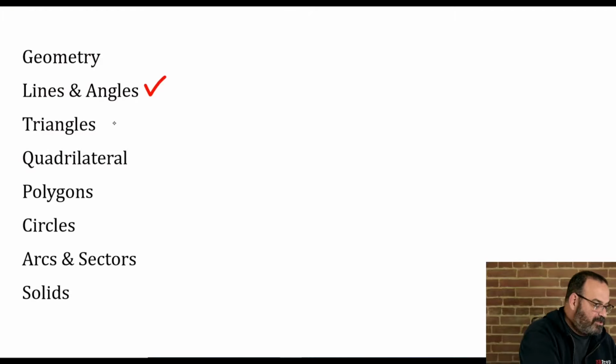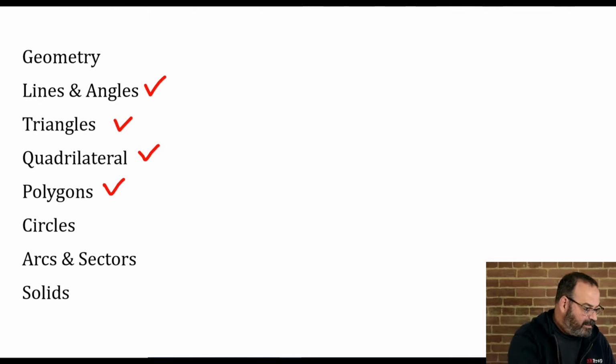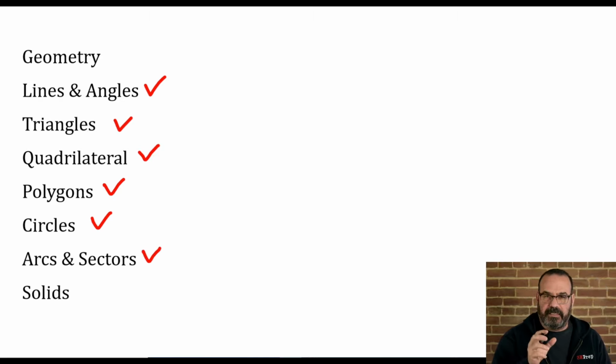What does the ACT cover? They cover lines and angles. Triangles are huge. It's on there 100% of the time. Quadrilaterals, squares, rectangles, and trapezoids are the 3 big ones. Polygons, which a triangle and a quadrilateral is a polygon, but this is also a pentagon and hexagon and bigger than that. Circles, radius, diameter, area, perimeter, circumference. The perimeter of a circle is called circumference. And then I put in arcs and sectors as a separate part of circles because it's a unique problem. It's a proportion. I'll show you that. And then solids, boxes, balls, and cans.